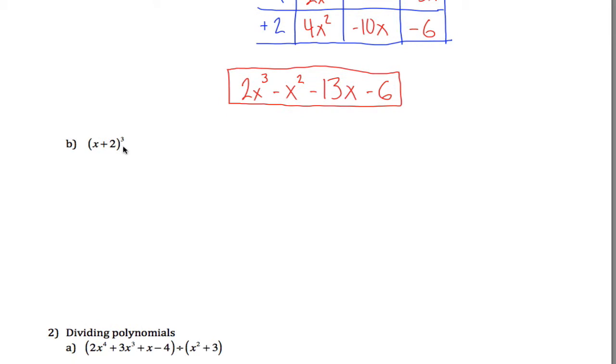Down here, (x + 2)^3. I did this problem because I believe your book does it a little bit differently. There is a formula to square, cube, raise to the 4th power, 5th power, any power you want of a binomial like this. It's a formula.